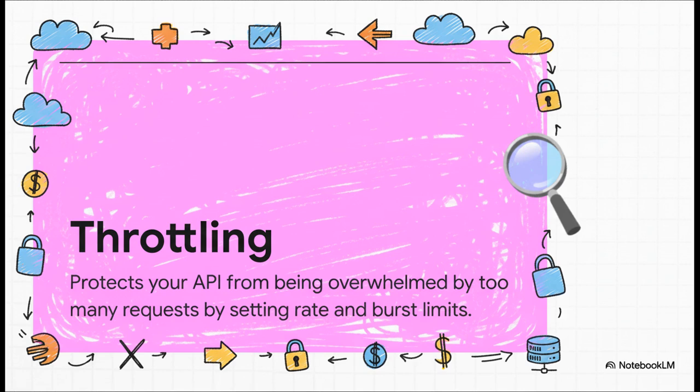Okay, one last thing before we throw open the doors: protection. Throttling is your API's defense mechanism. It lets you set limits on how many requests can come in over a certain period. Think of it like a valve that protects your backend from getting slammed, whether that's from a sudden burst of popularity or something more malicious.